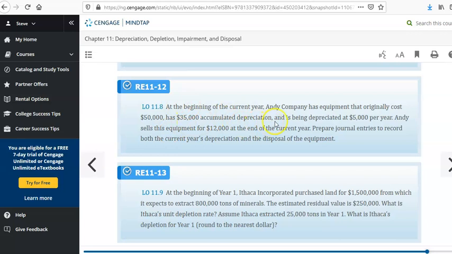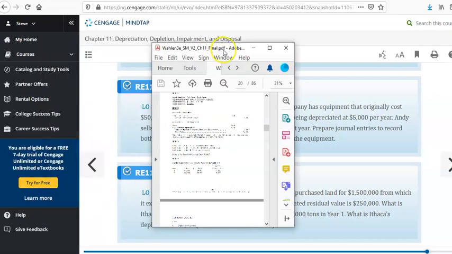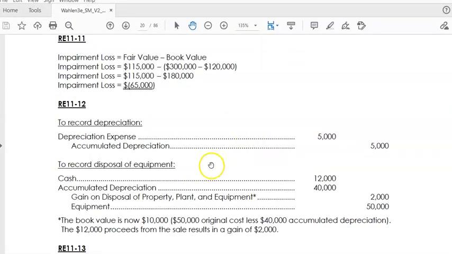11.12 is right here. At the beginning of the current year, they have equipment that cost 50, has $35,000 worth of depreciation, being depreciated at 5,000 per year. They sell it for 12 at the end of the current year. Prepare journal entries to record both current year's depreciation and disposal of the asset. That's question 12. Let me get that on the screen for us. And you'll definitely have a few questions about these disposals of assets.